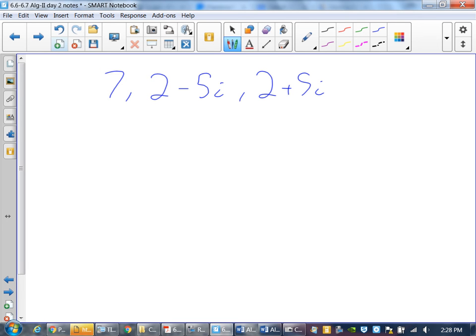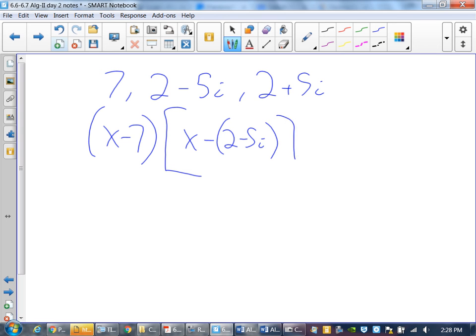So now, the 7 one is easy. That's an x minus 7. The secondary one, remember, is x minus the quantity 2 minus 5i. Does it always have to be x minus? It could have been x plus, and then, yeah, if it was x plus, then what's the other one it's missing?